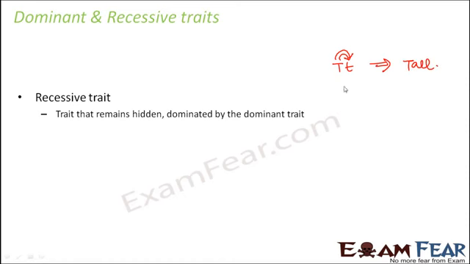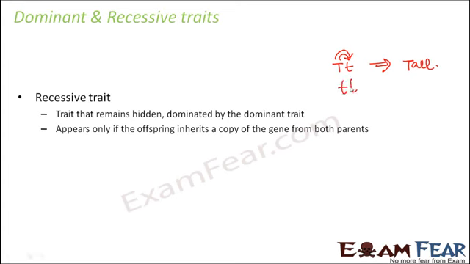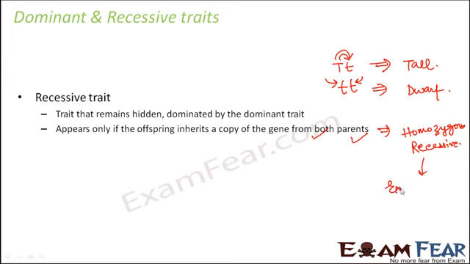So it remains hidden. But what if the dominant trait is not present at all? It will appear if both the traits are recessive. In that case, it will get expressed. It appears only if the offspring inherits a copy of the gene from both the parents. The offspring has to inherit the dwarf gene, that is the recessive allele, from both the parents. Only in that case will it get expressed. So this condition is the homozygous condition. Only under homozygous recessive condition will it be expressed.